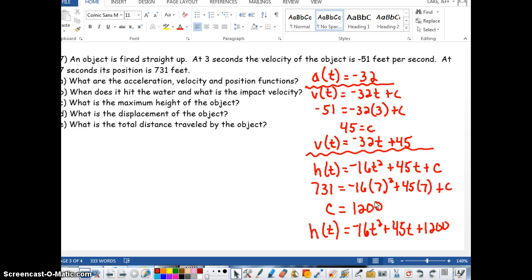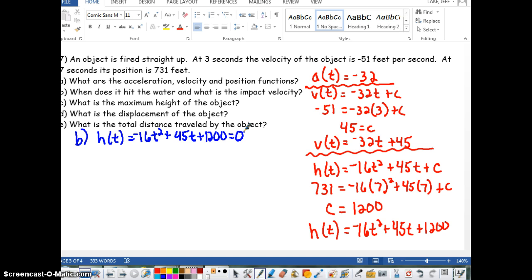So then going to part B, when does it hit the water? That's the same as when does it hit the ground, and what is the impact velocity? When you do this, you're going to have to take the position function and set that equal to 0. So I'm going to take the h of t, which is my negative 16t squared plus 45t plus 1200, and set that equal to 0. And you're not actually going to do that by hand, by paper and pencil. You're going to go to your calculator and you're going to type in the actual position function in y1, 0 in y2, and you're going to find the intersection point.